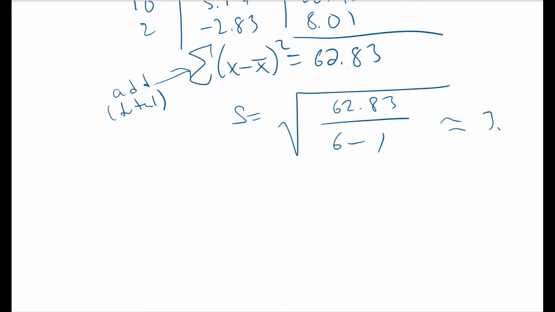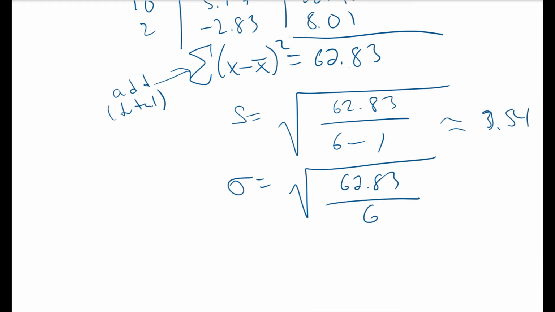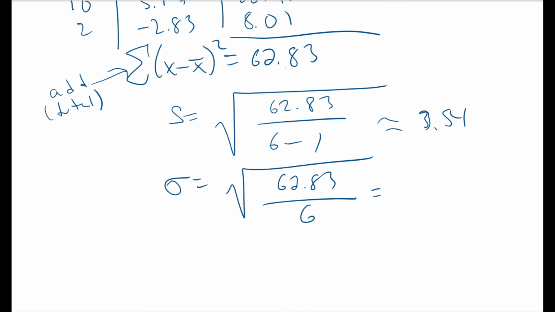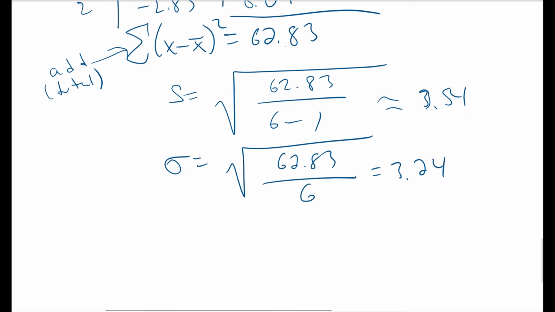3.54. And then same thing for the sigma. Sigma is going to be still the same number, but divided by 6, our population size, instead of our sample size. We use 6 instead of 6 minus 1. And we get about 3.23 or 24. We'll round to 24. All right, those are our values.